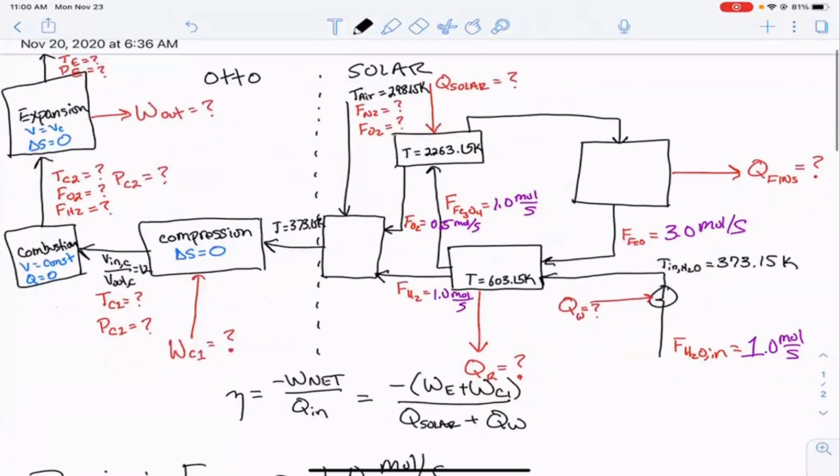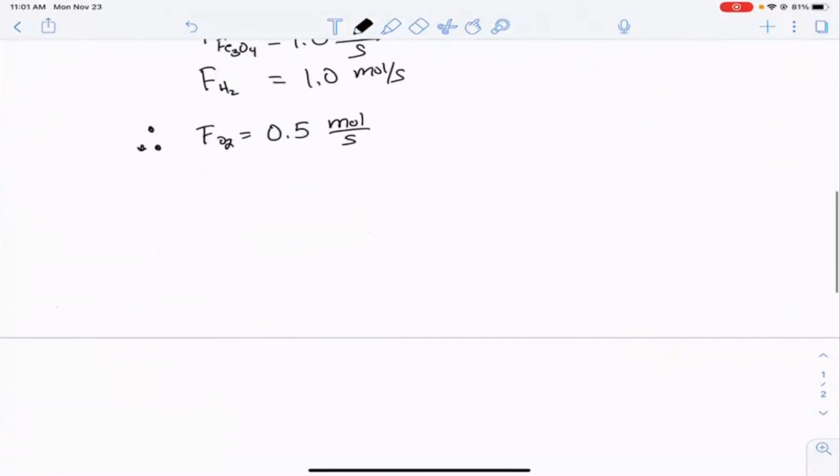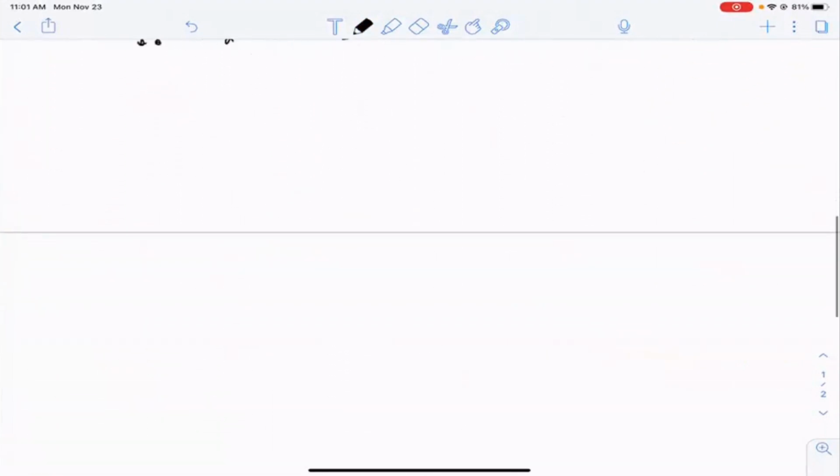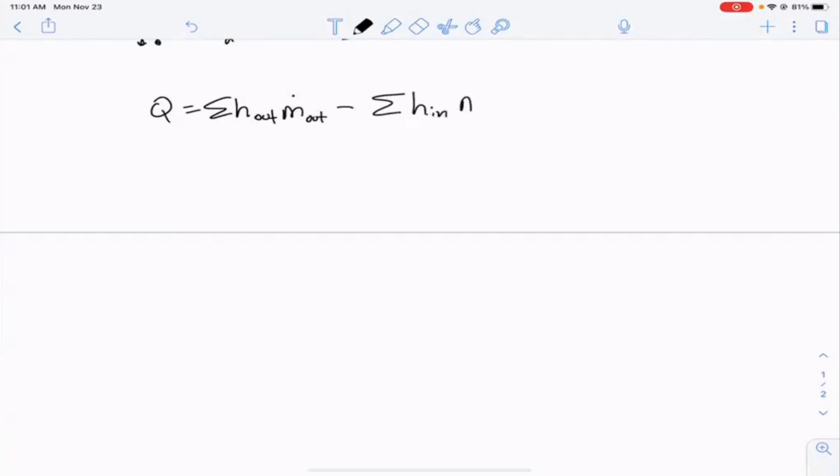And if you think about the energy balance for each one of those steps, our energy balance really simplifies to just Q is equal to, and we have an open system where things are flowing, the sum of the enthalpy out times the molar flow rate out minus the sum of the enthalpy in times the molar flow rate of those species that are coming in.